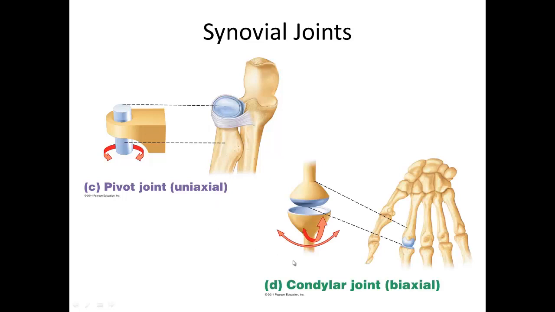Condylar joints allow motion in two planes. We see this at the metacarpal phalangeal joints, where we have a relatively round articular surface and either a flat articular surface or articular surface with a slight concavity. So in this case, it allows flexion both in the sagittal plane, so flexion extension, as well as motion in the frontal plane, ab and adduction.